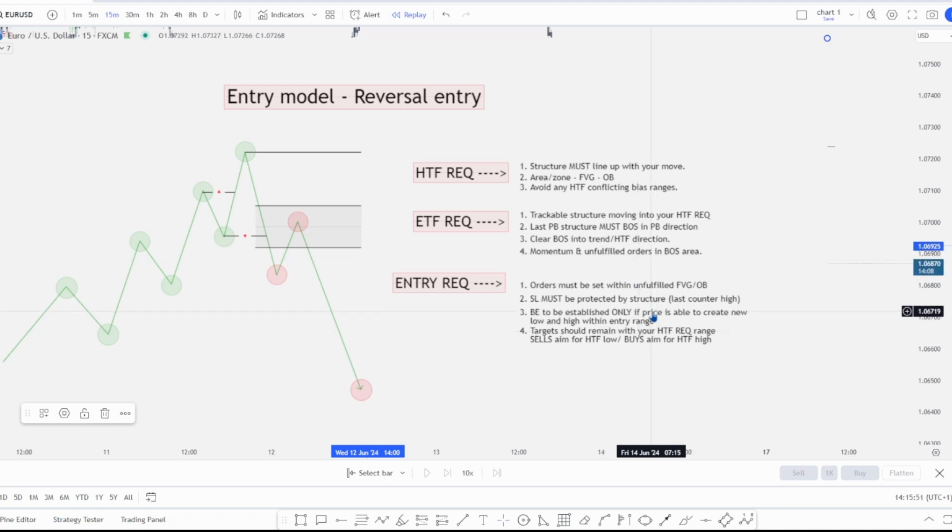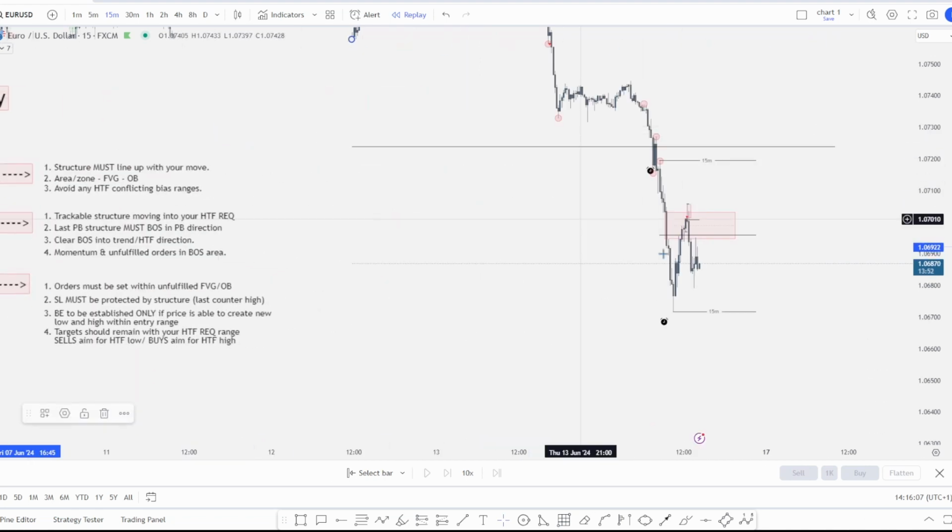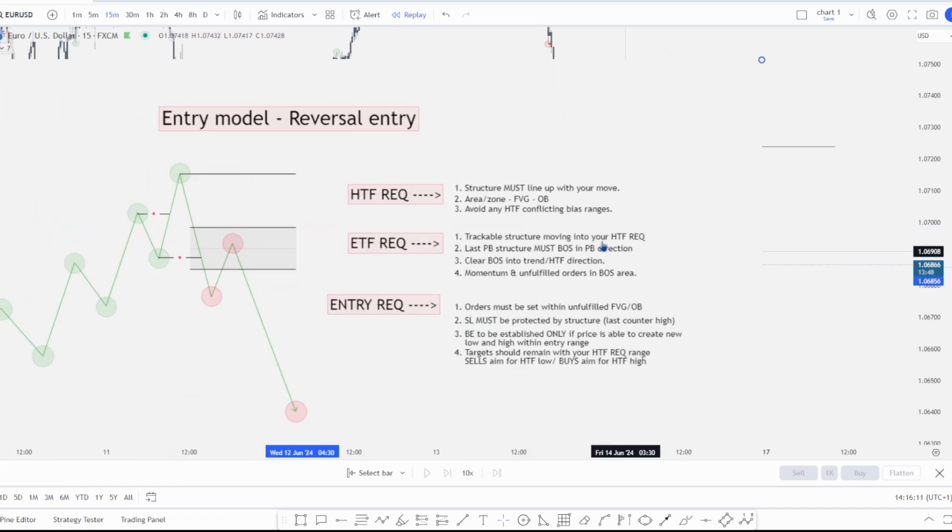We want to use the last high established in the counter direction. We want to use the area of momentum and unfulfilled orders that cause the BOS to enter the position, and we're then aiming for the higher time frame. So you're always going to have a consistent target, you're always going to have a consistent area to enter, and you're always going to have a consistent model to follow without having to sit on the charts for 5-6 hours a day and letting everything pass you by.